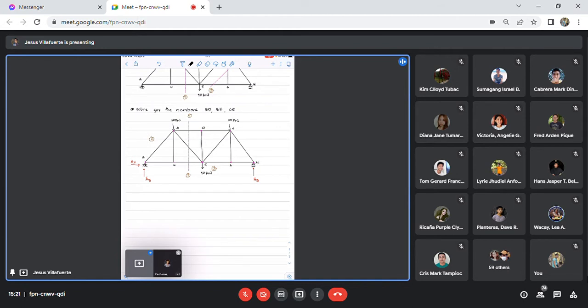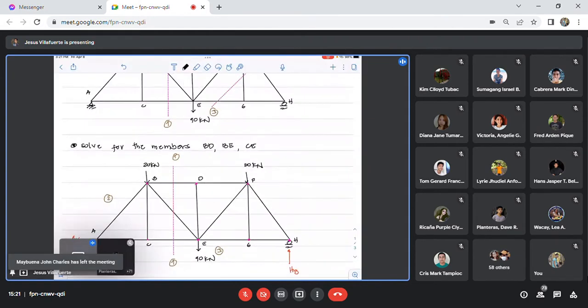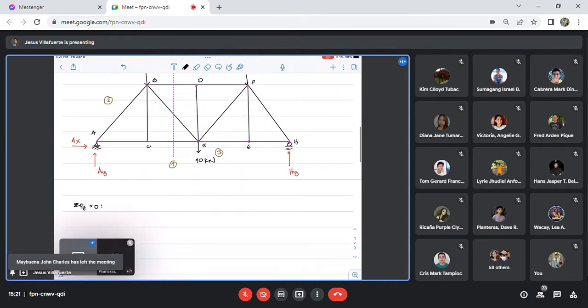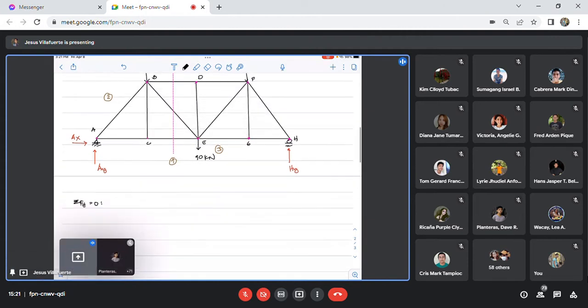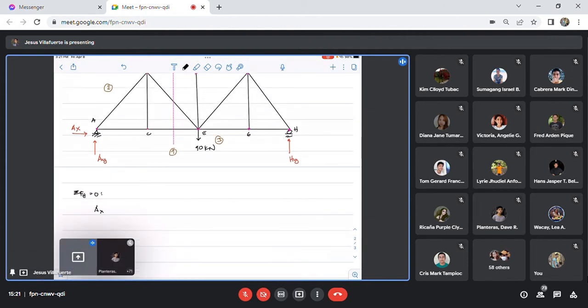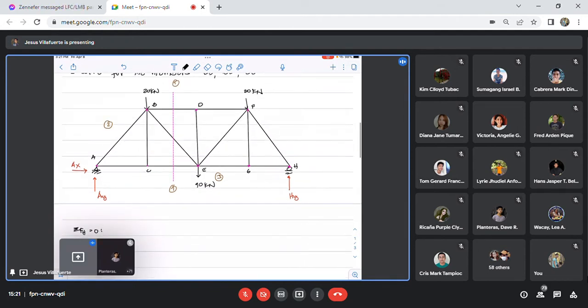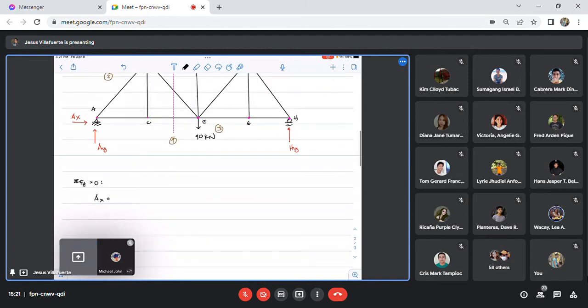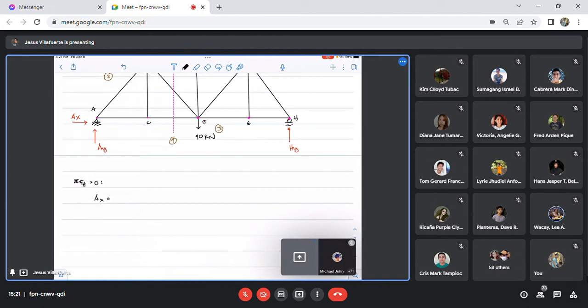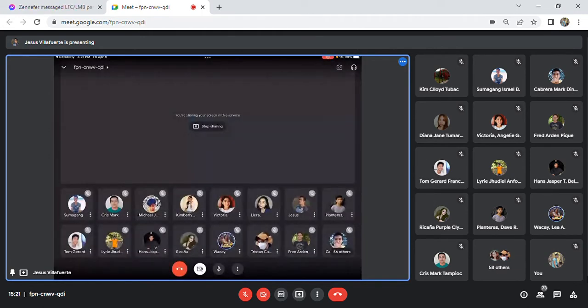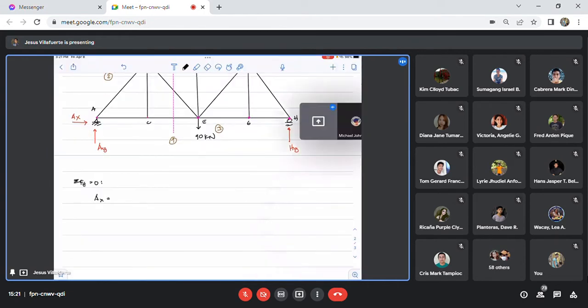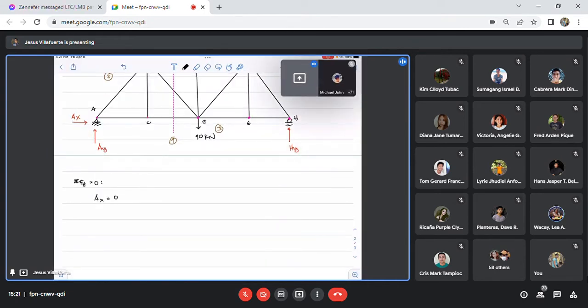If we take summation of forces horizontal equals 0, what do we have? AX is equal to zero. Do we have external loads acting in the horizontal direction? None, sir. So AX is equal to 0.